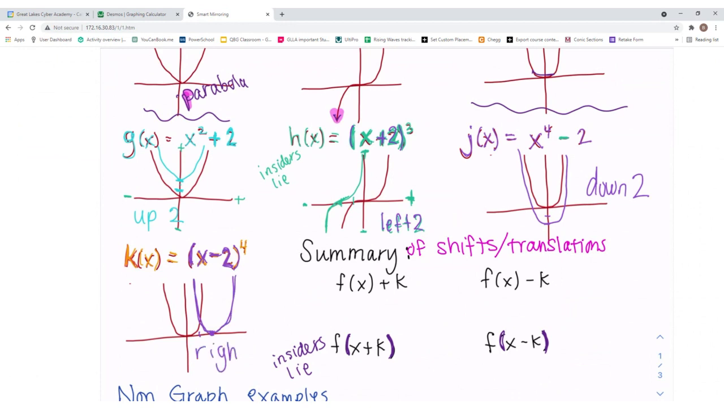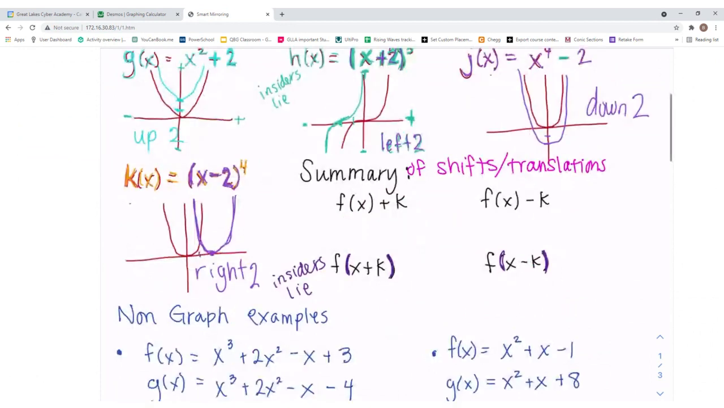So let's just summarize this. If you're adding or subtracting at the end of everything, so it's not on the inside, so no parentheses, if we add a number, that's going to go up. If we subtract a number, that's going to go down. So up k, down k. If it's on the inside and you're adding k, that's going to go left k, and then this one's going to go right k.